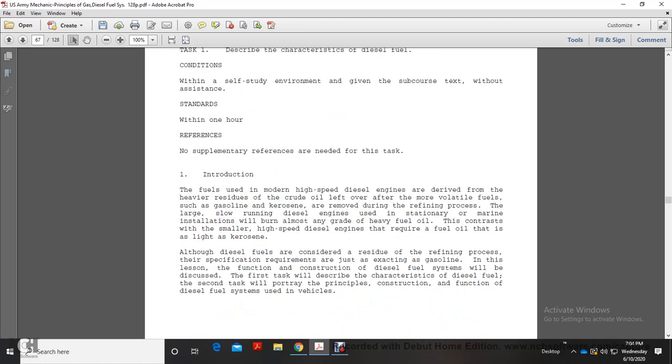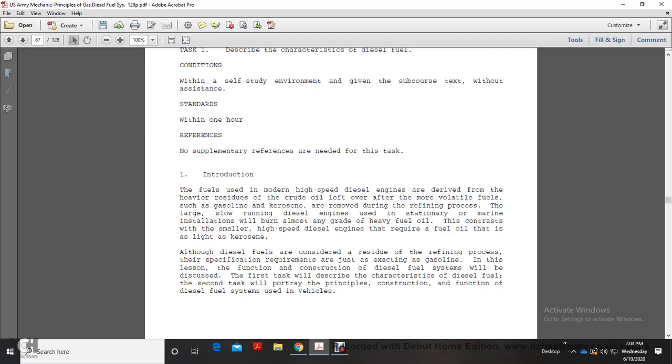Introduction. Fuels for modern high-speed diesel engines are derived from the higher residue of crude oil left over, the more volatile fuels, such as gasoline and kerosene, having been removed during the refining process. Large, slow-running diesel engines used in stationary and marine installations will almost burn any grade of heavy fuel oil. In contrast, the smaller high-speed diesel engines require fuel oil that is as light as kerosene. Although diesel fuels are considered a residue of the refining process, their specification requirements are just as exacting as gasoline.